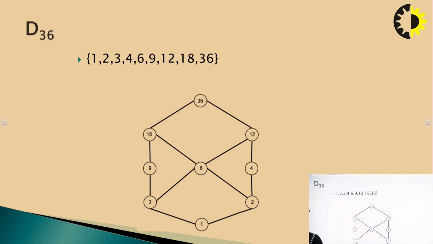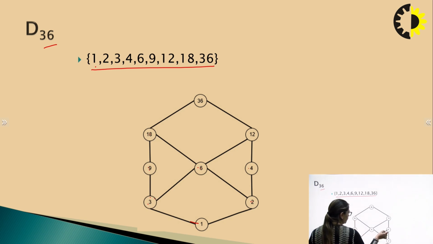Now let us check whether D36 is a lattice or not. First we will take out the elements. All the divisors of 36 will be here to draw D36. The first step is to draw a Hasse diagram of this D36. The lowest element is 1. 1 is related to 3, and 1 is related to 2. But 3 and 2 are not related to each other because they do not divide each other. 3 and 2 are related to 6. 3 is related to 9, and 9 is related to 18.